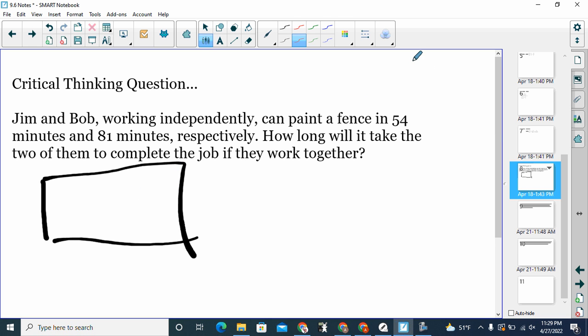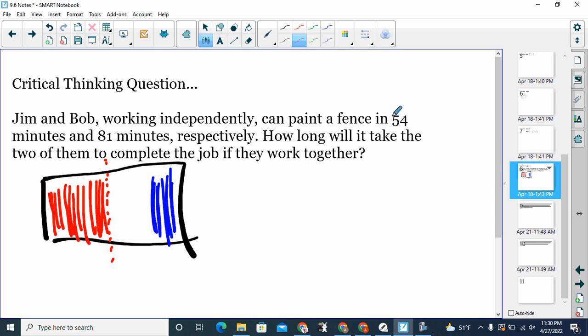So there's several different ways you could attack it. One thing you could do is, if we just split the fence in half and Jim starts painting this side and Bob starts painting this side, they're probably painting the same color, but we'll go with blue and red, until they meet in the middle. Well, Jim's painting here while Bob's painting this side, and Jim gets to the middle in 27 minutes. Should take him half of those 54 minutes.